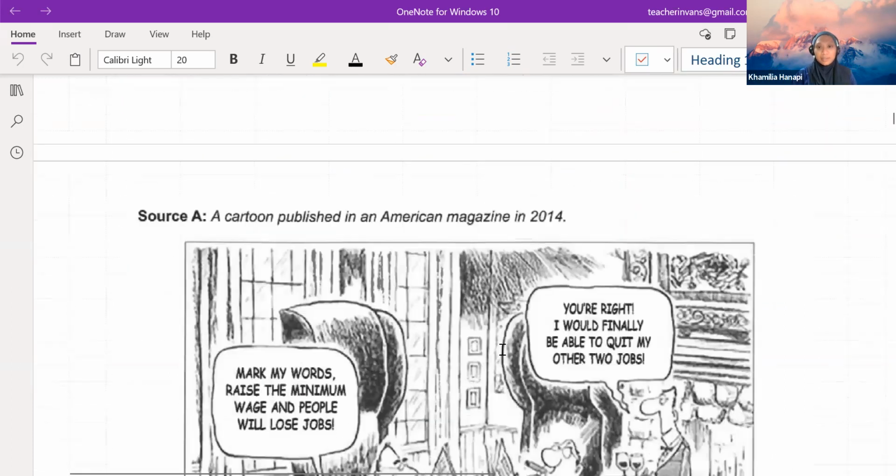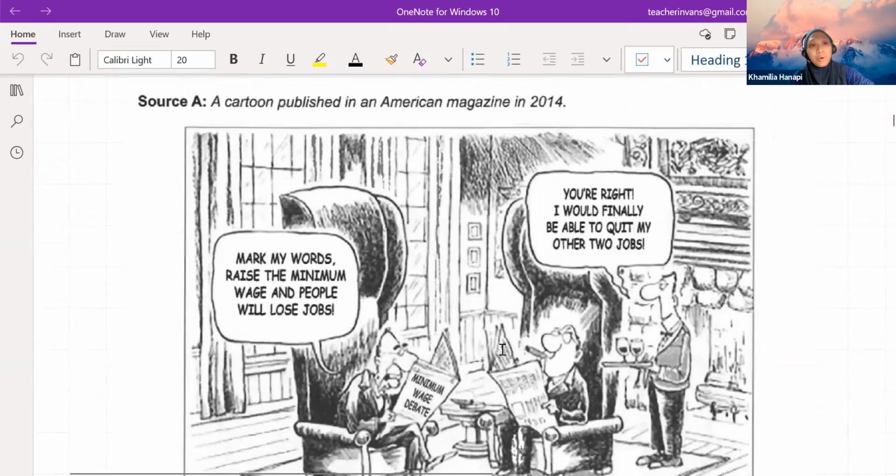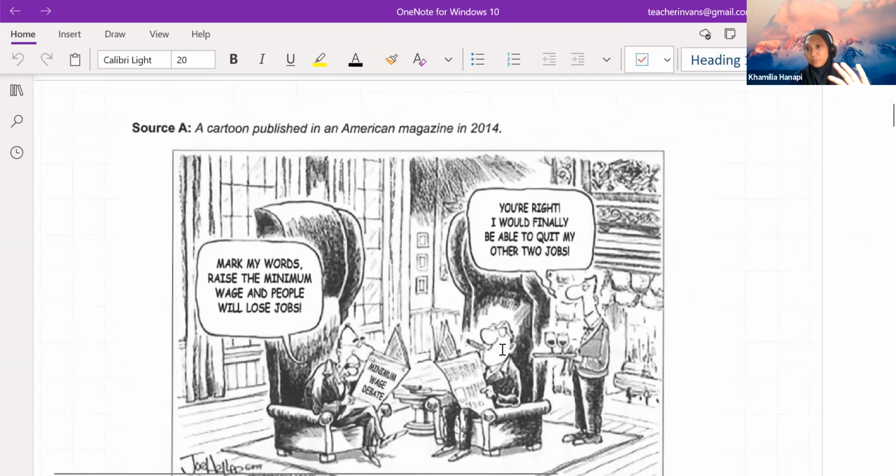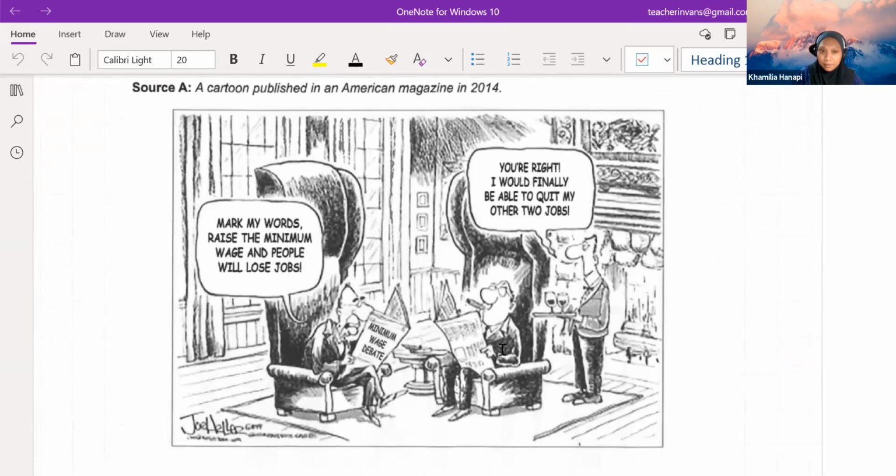If you look at source A, it is a cartoon, and you all know about cartoons and how sometimes you're very, very worried about cartoons, right? Cartoons are the killer sometimes, okay? So if you look very carefully at this, it says here there are two different bubbles. So be very careful in the O level. If there are two different bubbles, most of the time, it is two different points of view.